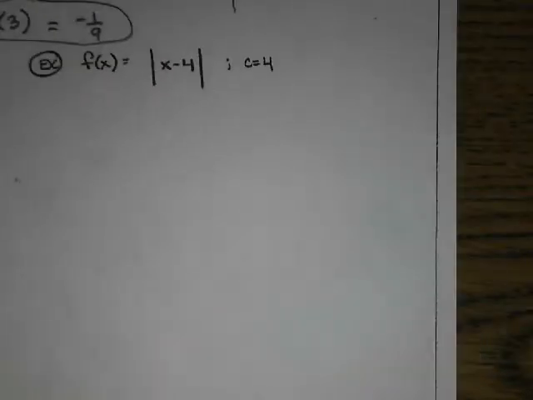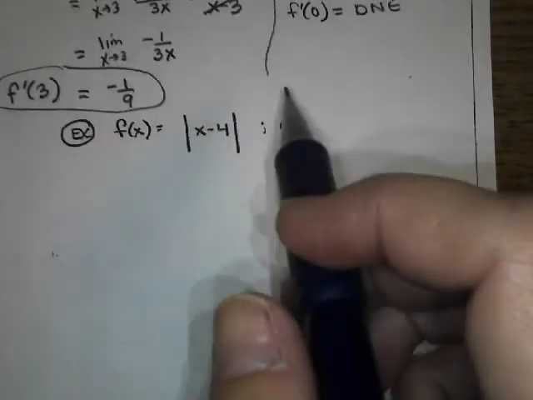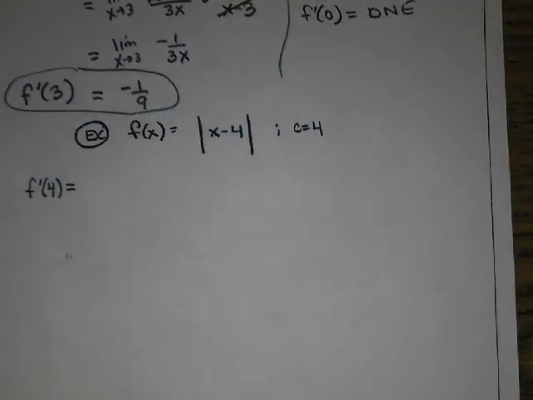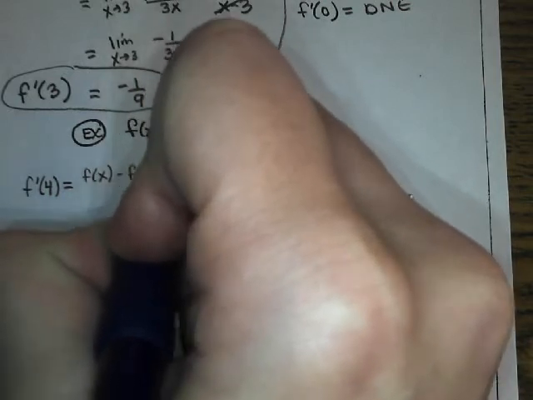This one here, absolute value function, we're going to try to differentiate at 4. So f prime of 4 equals the limit of f of x minus f of 4 over x minus 4.